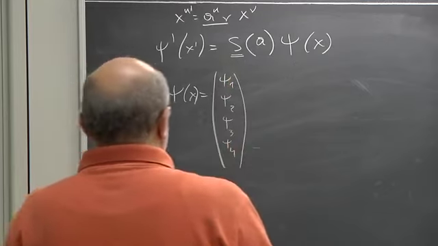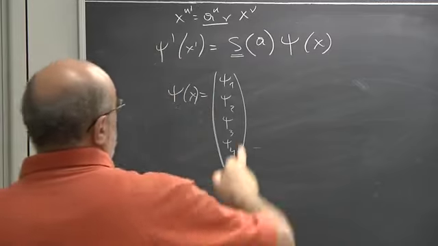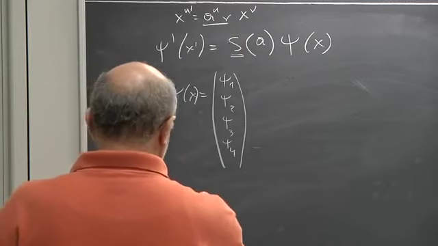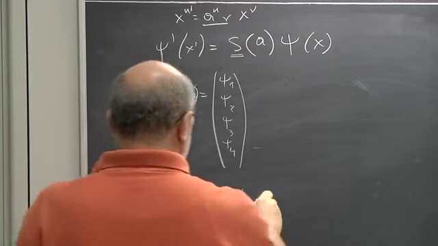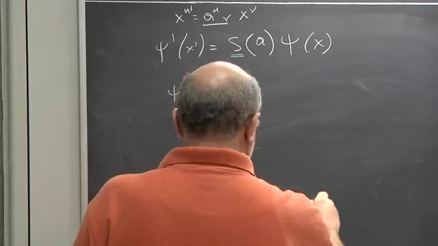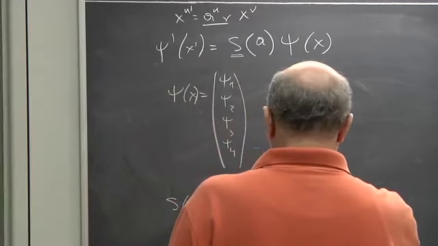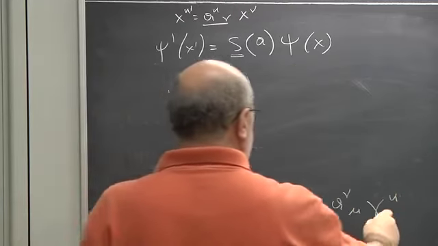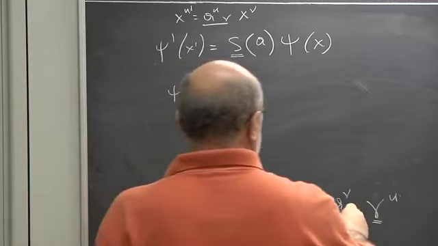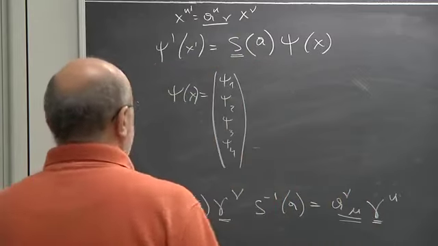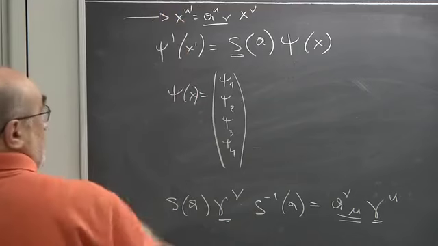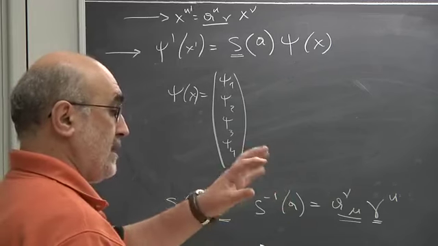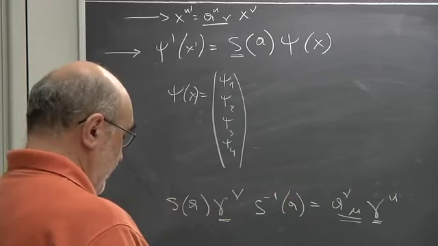Okay? And yesterday we had not found this form of S, but we had found that it has to satisfy the following relation: gamma nu S to the minus 1 A equals A nu mu gamma mu. These are the gamma matrices of Dirac. This is the transformation coefficient for the Lorentz transformation at the space-time level. And basically, we are looking at the Lorentz transformation at the Hilbert space level now.